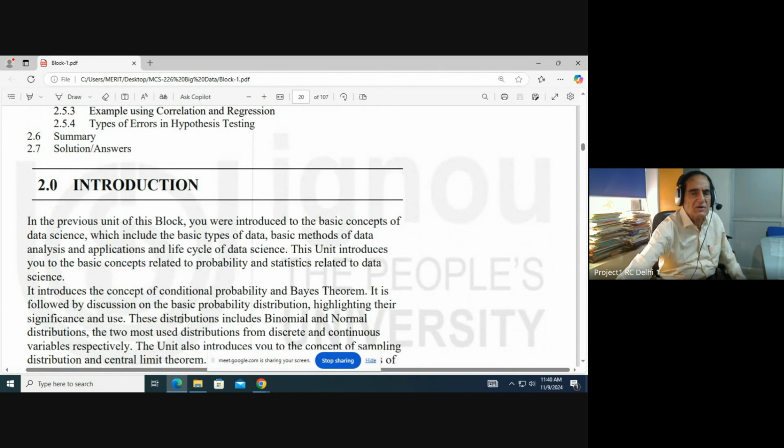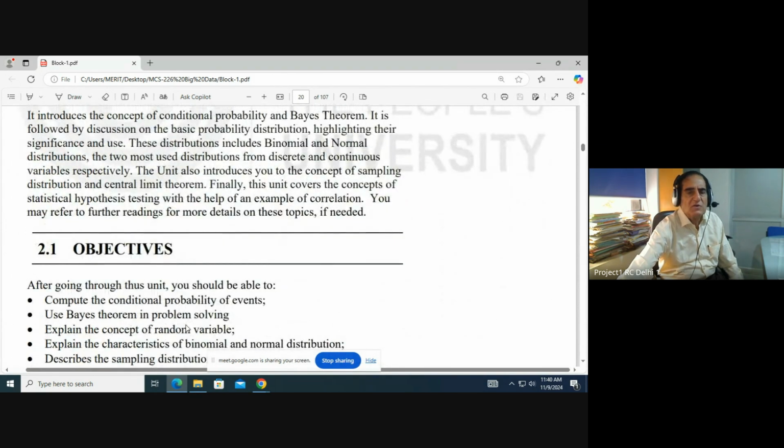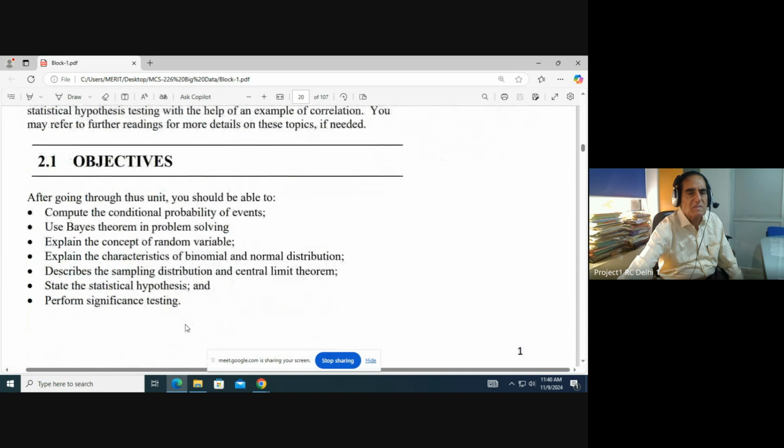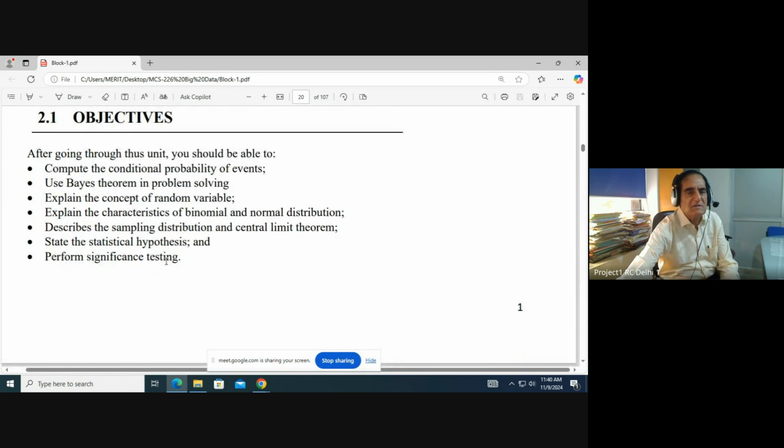In the previous unit, this block, we were introduced to the basic concepts, and now this unit also introduces the concept of sampling distribution and central limit theorem. So you compute the conditional probability of events, use Bayes theorem in problem solving, explain the concept of random variable, explain the characteristics of binomial and normal distribution, describe the sampling distribution and central limit theorem, and state the statistical hypothesis and perform significance testing.